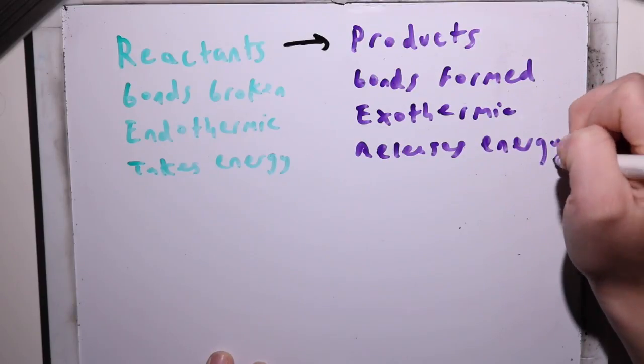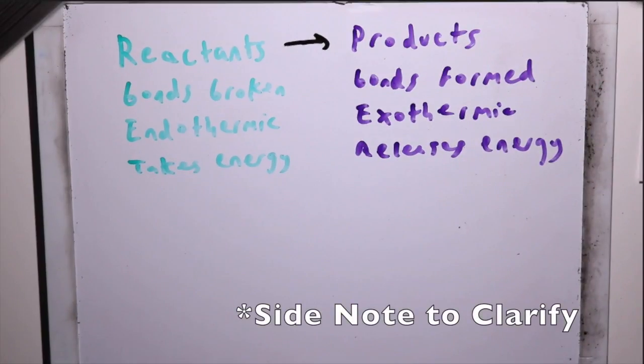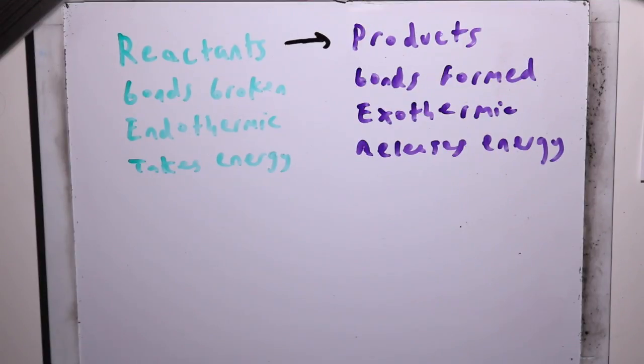to form bonds. The reason it releases energy is because when atoms are joined and make a bond, they go to a more stable, lower energy state, which then releases that energy. Since enthalpy is heat given off or absorbed, we want to determine if the reaction is endothermic or exothermic, if it's absorbing heat or if it's giving off heat.